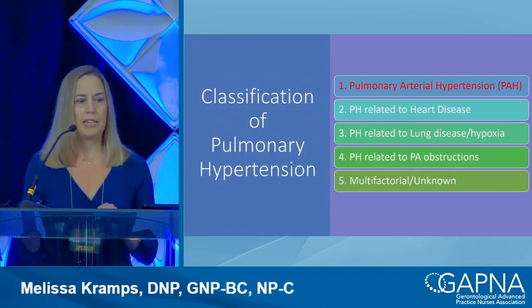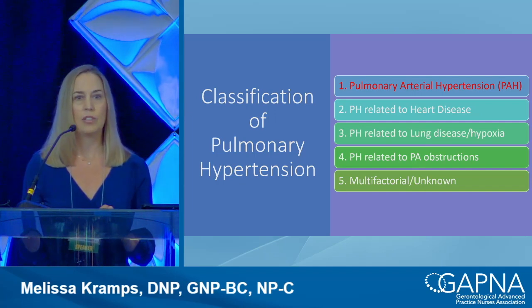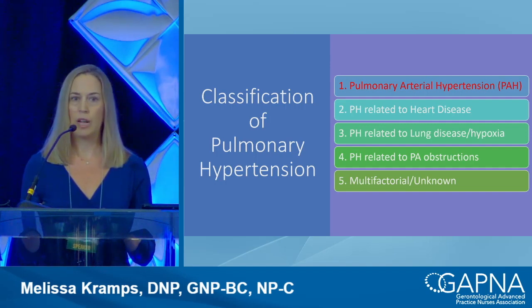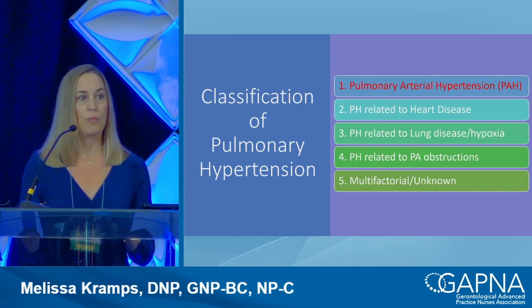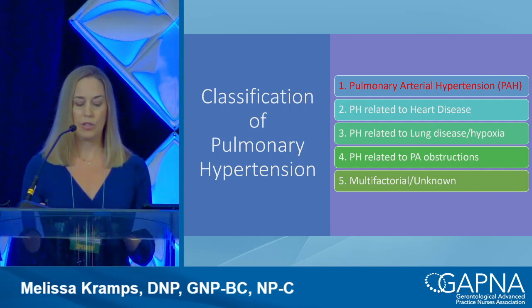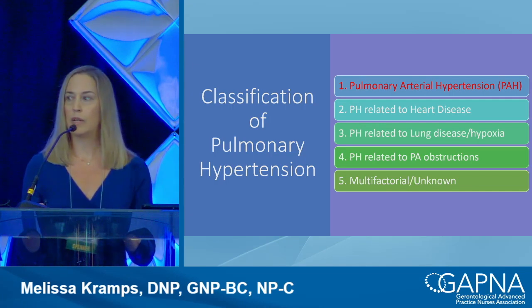Pulmonary hypertension is categorized into 5 World Health Organization groups based on pathophysiology and clinical features. You will notice on this slide, I have pulmonary arterial hypertension in red. There is a distinction between pulmonary artery hypertension, or PAH, and pulmonary hypertension, or PH. PH is an umbrella term encompassing multiple clinical conditions.